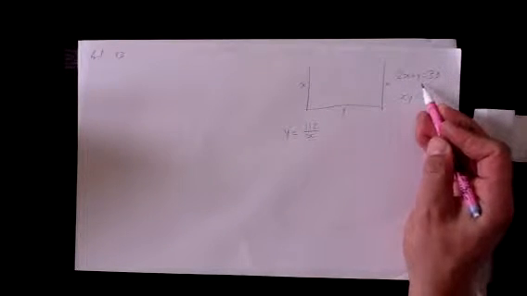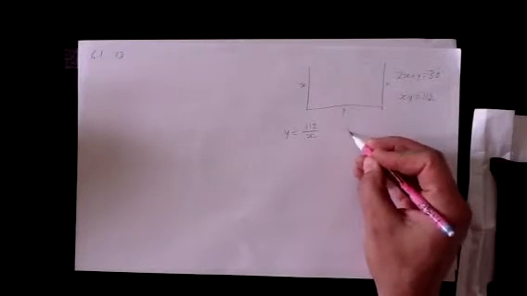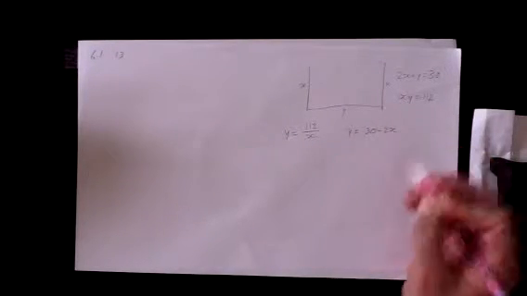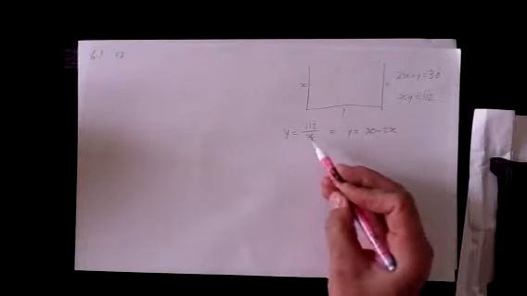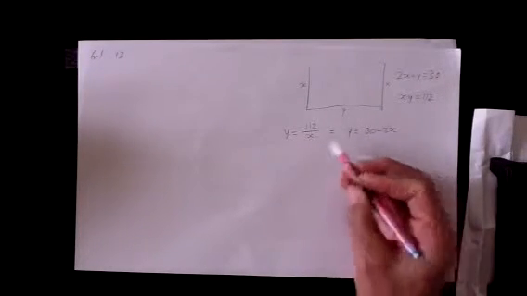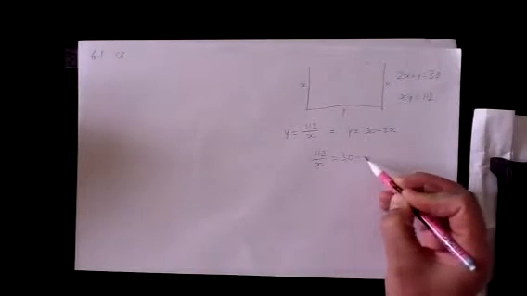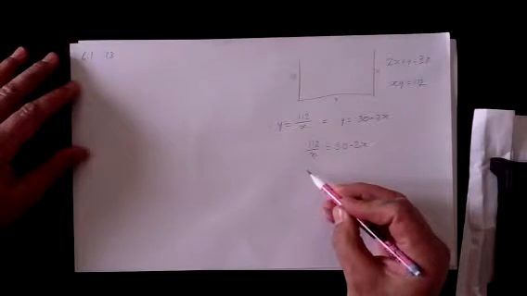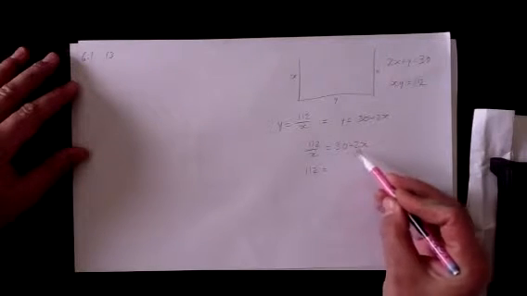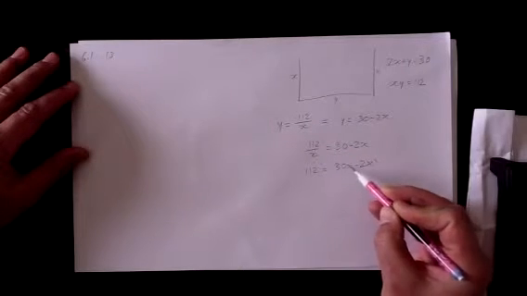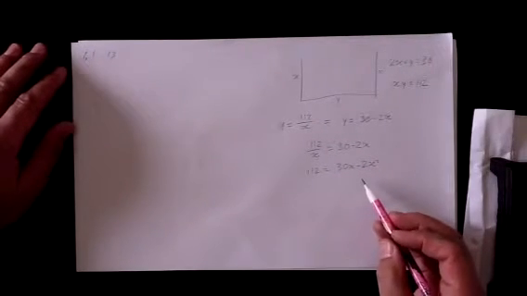This one here, if I subtract 2x from both sides, I'll have y equals 30 minus 2x. So y equals that, and y equals that. So we can just get rid of the y's, and we get 112 over x equals 30 minus 2x. Multiply both sides through by x, you have 112 equals x times this thing here, which will be 30x minus 2x squared.